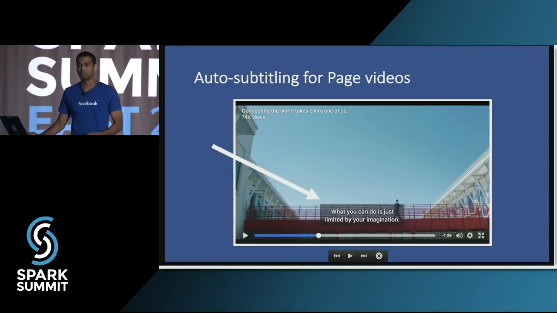For Facebook, this is one of the use cases where we use natural language models. This was deployed recently, at the end of last year. The application here is for automatically generating subtitles for videos. If you have a page on Facebook and you upload a video, our system can automatically generate subtitles for that video. This is done by extracting the audio stream of the video and then running it against a language model.